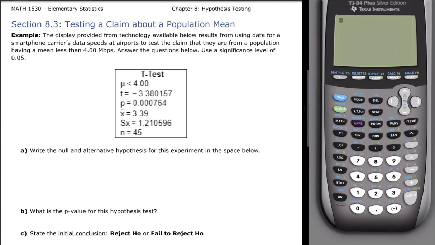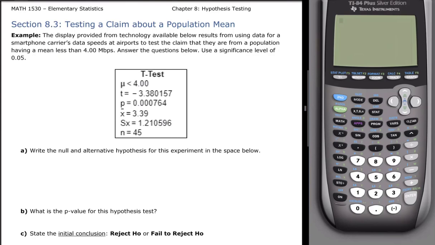Okay, now I want to look at some problems where we actually test the claim about a population mean. This first problem right here is probably one of my favorite types of problems because it actually does the hypothesis test for you in the problem right there. So you don't really have to do a whole lot of work. But let's look at the problem.